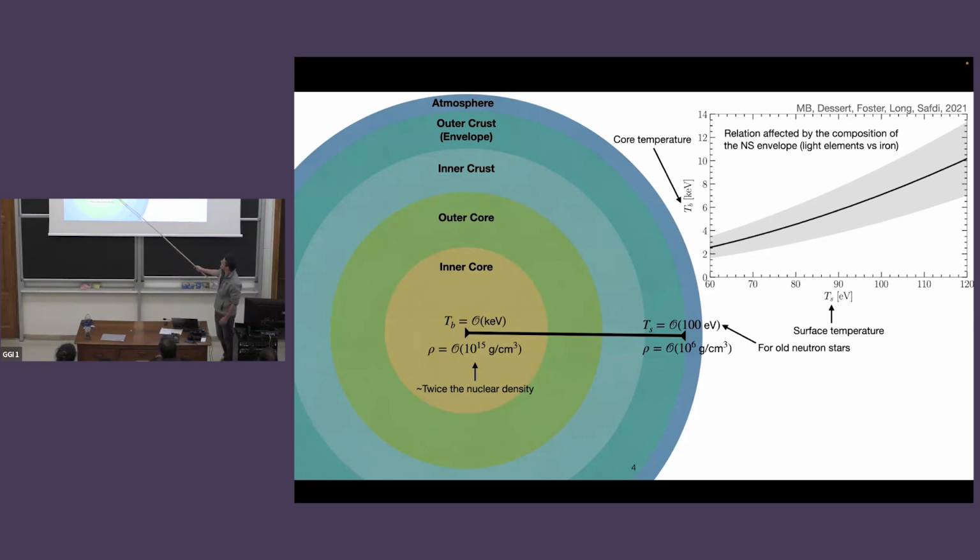The temperatures I give here, about a keV for the inner core and just about 100 eV at the outer surface, are for relatively old neutron stars that have already cooled down. Younger neutron stars can be significantly hotter than what is shown here. Given that we can't actually access the core and measure its temperature, there's a relation one can work out to infer the core temperature from the surface temperature, though there's quite a bit of uncertainty on that relation, depending on what you assume the outer crust in particular is made of.